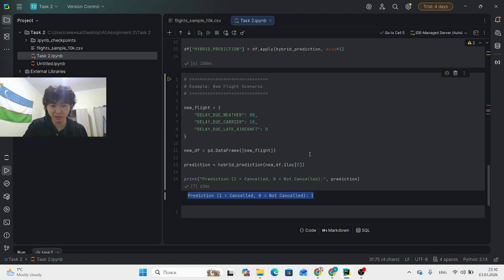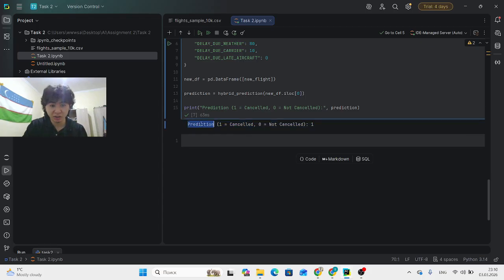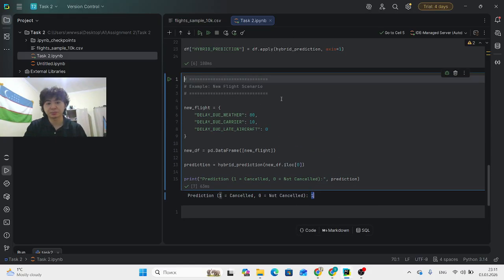Our AI predicts about that. The prediction output was that our flight was cancelled, because it showed one, and not cancelled would be zero. So one means our flight was cancelled.